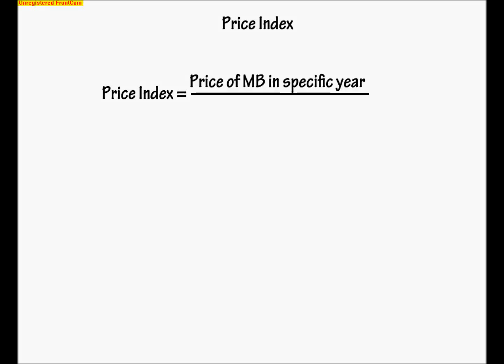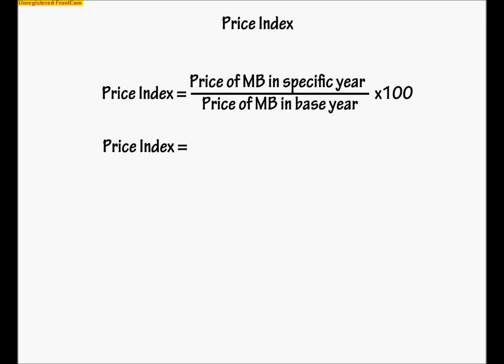So one of the things that was mentioned towards the end of the last lecture about nominal and real value was price indices, or price index, and that's what we're going to be talking about today. First, we're going to look at the basic formula. A price index is defined as the price of the market basket in the specific year over the price of the market basket in the base year times 100.